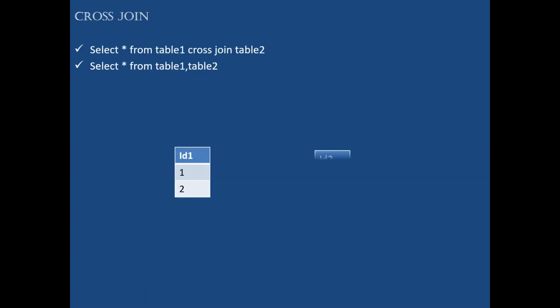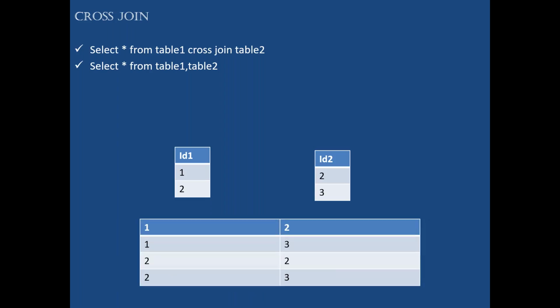Cross join is something different. Let's say there are two tables with IDs 1, 2 and 2, 3. Each record from the left table will join with all the records in the right table, meaning 1 will join with 2, 1 will join with 3. Similarly, 2 will join with 2, 2 will join with 3. That's the way: 1-2, 1-3, 2-2, 2-3. So you get a total of 4 rows. Okay.